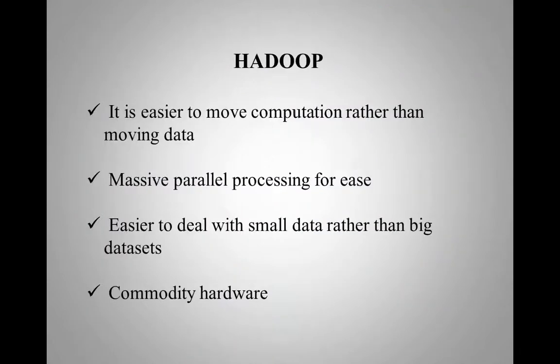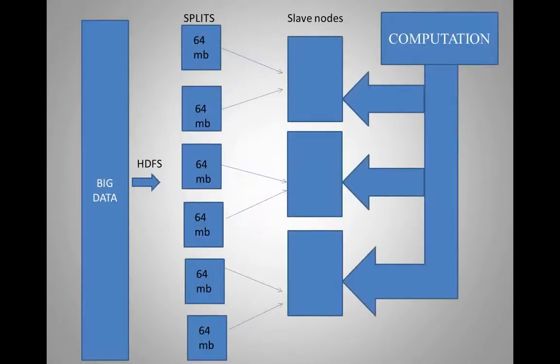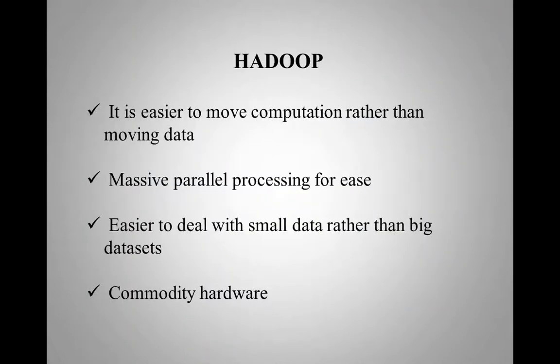And it is massive parallel processing for the fastest processing, and it is easier to deal with small data pieces rather than dealing with big data sets. That's why we have something called HDFS splits. Your data is broken into 64 MB blocks, and further you have something called input splits to work on. And above all, you could get this with commodity hardware, cheap hardware.